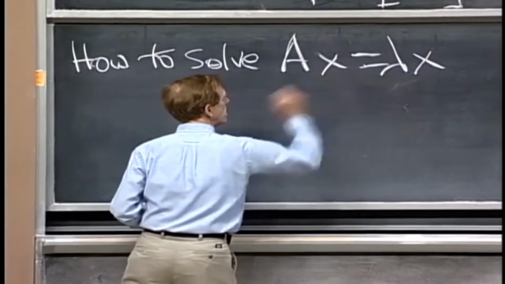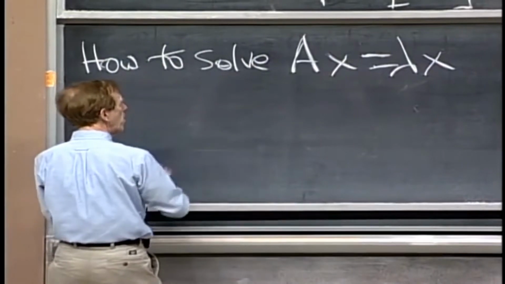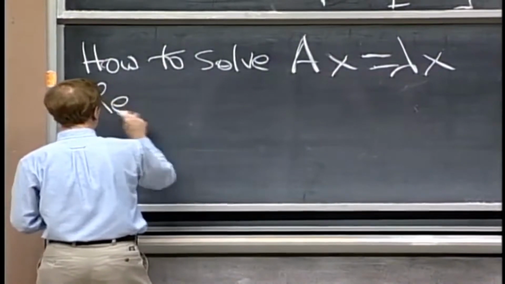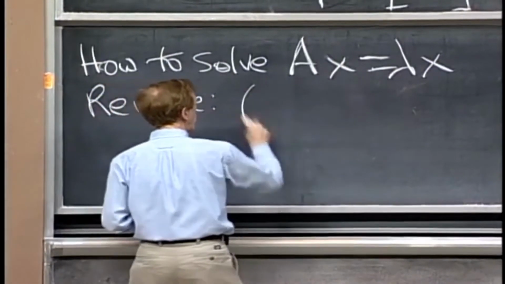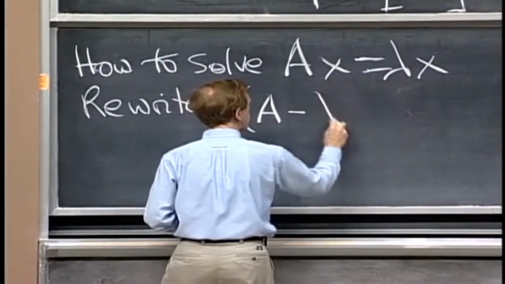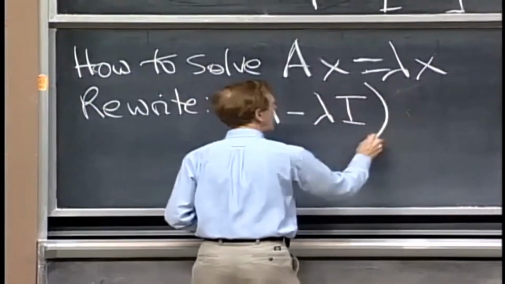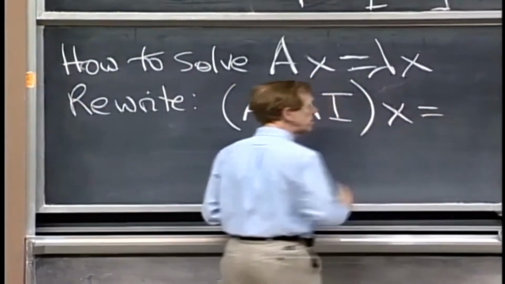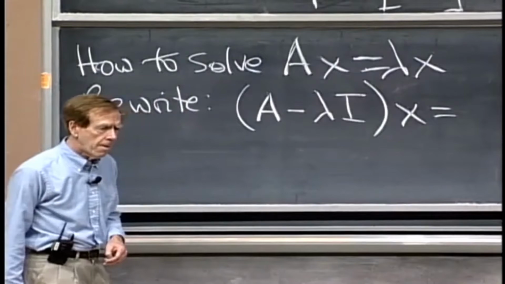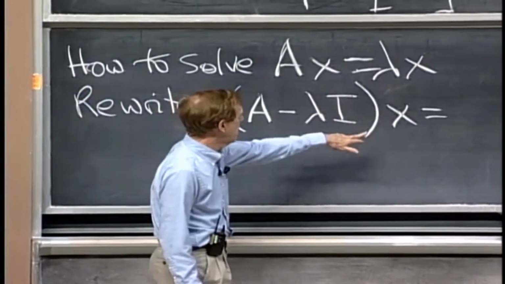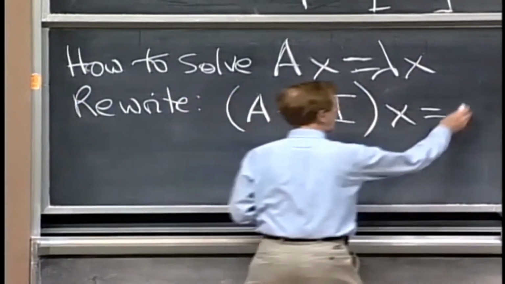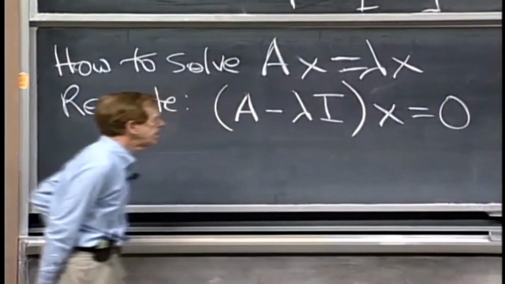Bring this onto the same side. Rewrite. Bring this over as A minus lambda times the identity, times x, equals 0, right? I have Ax minus lambda x. So I brought that over and I've got 0 left on the right-hand side. Okay.